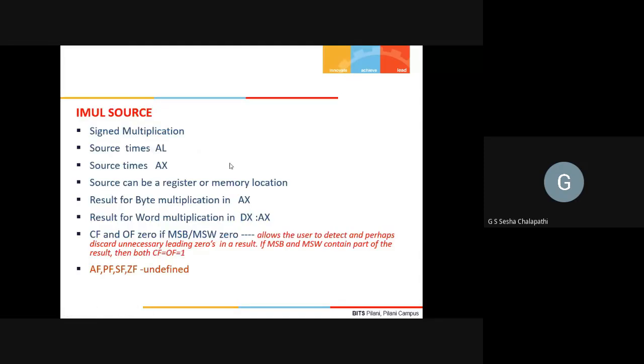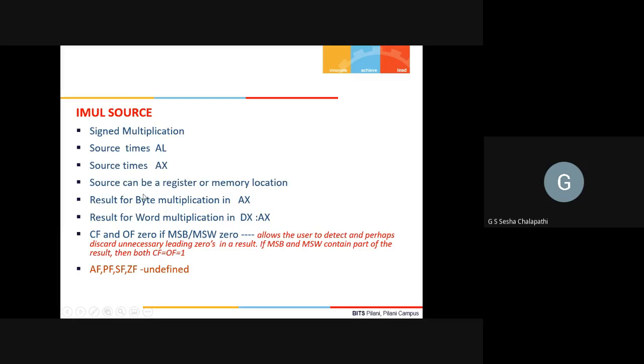Similarly, in IMUL, this is a signed multiplication. In IMUL it will be source times AL if it is a byte multiplication, and source times AX if it is a word multiplication. The source can be a register or a memory location. The result of a byte multiplication, AL with a byte, will be stored in AX. If you are multiplying AX with a word, the result will be present in DX:AX.